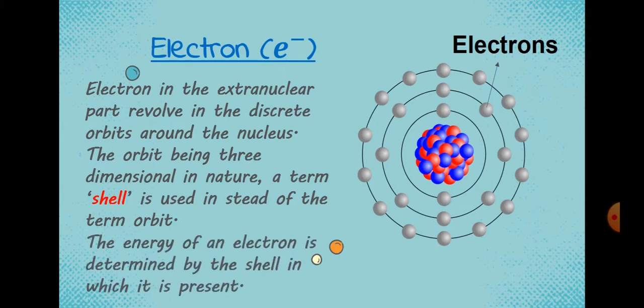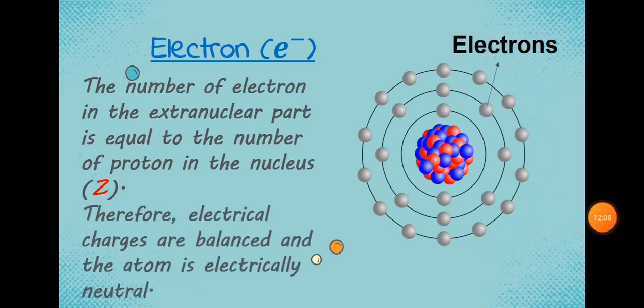It can be different. Now, the number of electrons, meaning negative charge, in the extra nuclear part is equal to the number of protons, meaning positively charged, in the nucleus, which is termed as Z. That means the same number of positive charges and the same number of negative charges. Therefore, electrical charges are balanced and the atom is electrically neutral. Always the atom is neutral. Why? Because there are the same positive charges and negative charges.